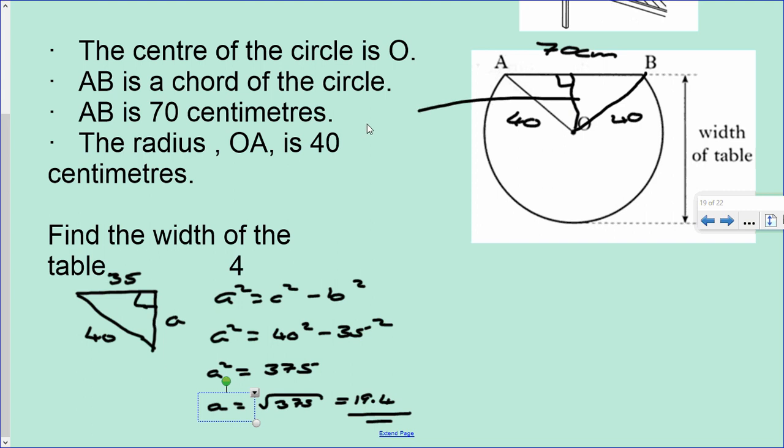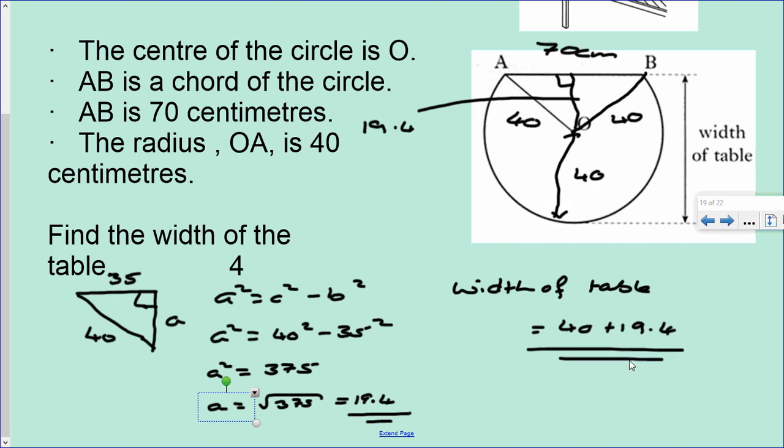Right, then we want to work out the width for the table. Now I know this line here is now 19.4. I am looking for the width, so I need to find this bit. Now that's another radius. So we're going to add these two numbers together. So our width of table is going to be 40 plus 19.4, so I'll get 59.4, and then I can underline.